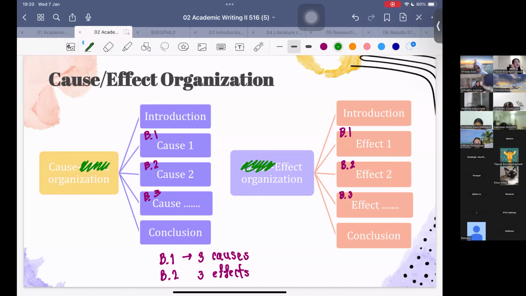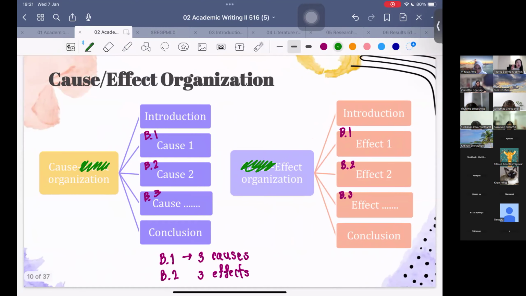If you are given just causes to write about, you can divide each cause into a separate body paragraph, simple as that. Or if you write about effects, you can follow the same structure. You can divide each effect into a different paragraph. That's an option.